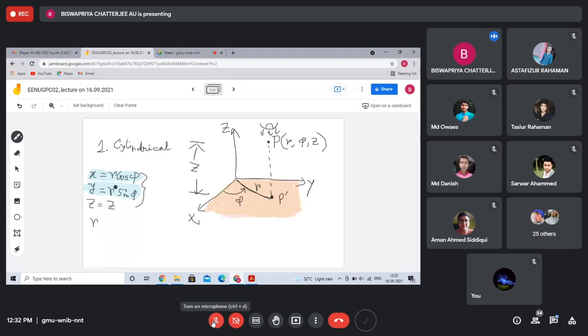Using these two, r equals root over x square plus y square. Yes. Root over x square plus y square. What is phi equals to using these two?